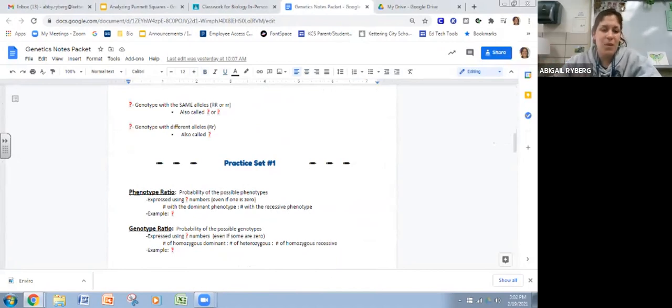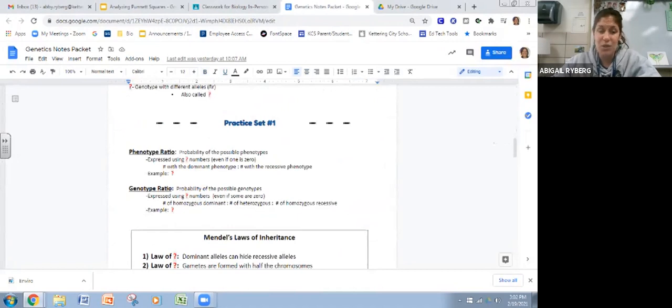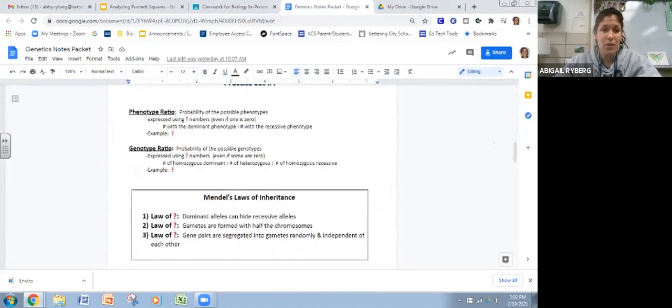And then we're going to move on today with not that much new stuff. We're actually just going to look at the ratios here and then Mendel's laws of inheritance. So that's where we are.